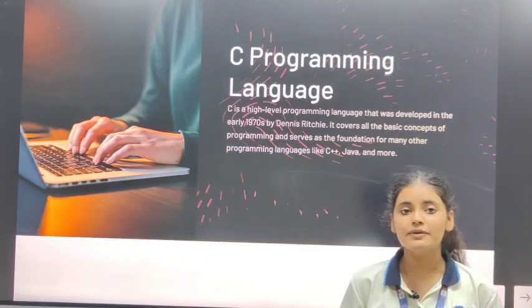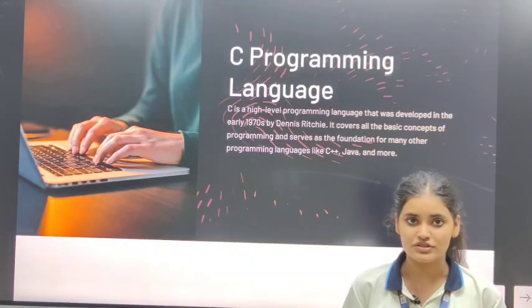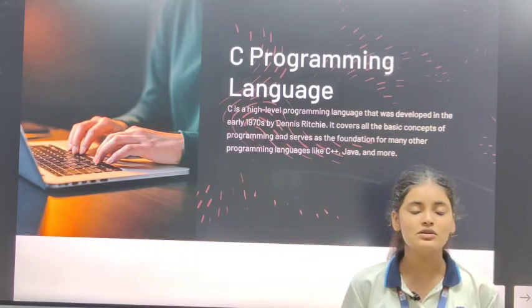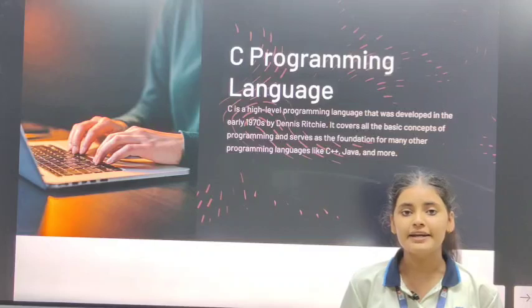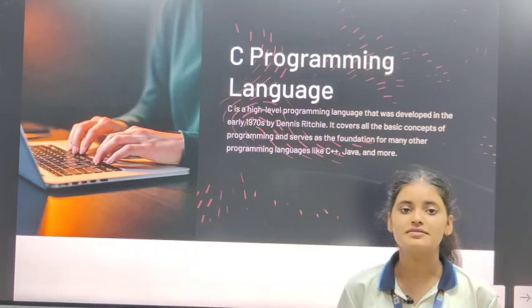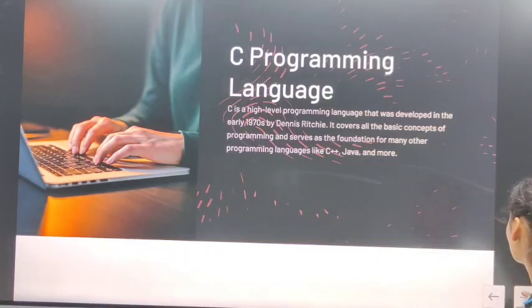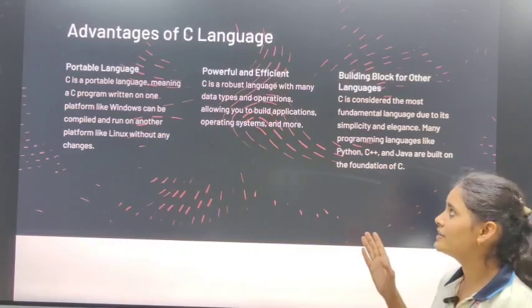C is a high-level programming language that was developed in the early 1970s by Dennis Ritchie. Also, C covers all the basic concepts of programming, and it is a base or mother programming language to learn object-oriented programming like C++, Java, etc. So, advantages of C language.